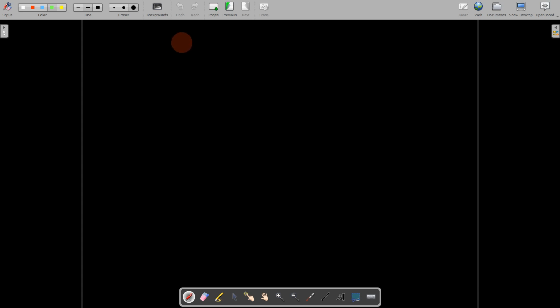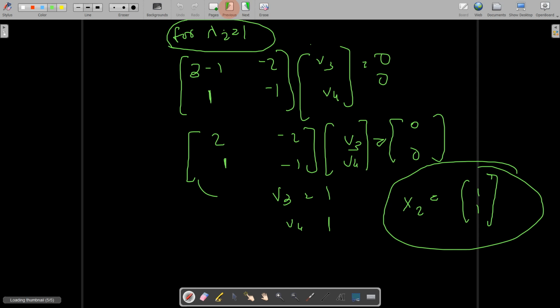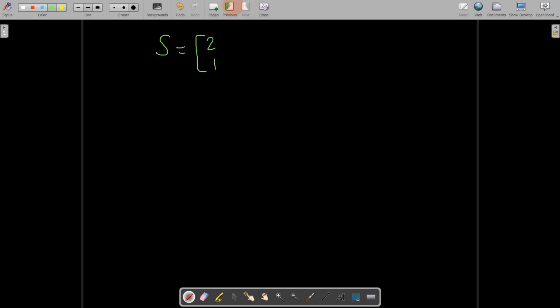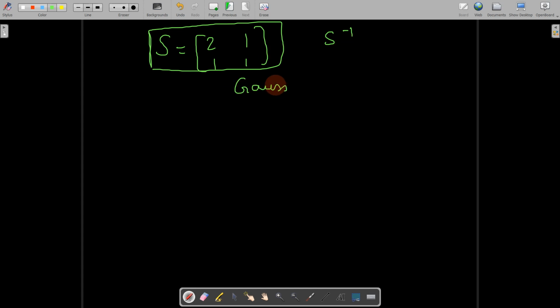So today, in the last video we found the value of S, the eigenvectors for the transformation matrix A. So let us see what the value of that was: first column 2 1, and second column 1 1. Okay, this was our matrix S. So for this matrix S, we need to find S inverse as well. So how do we find that? We can use the Gauss-Jordan elimination method.